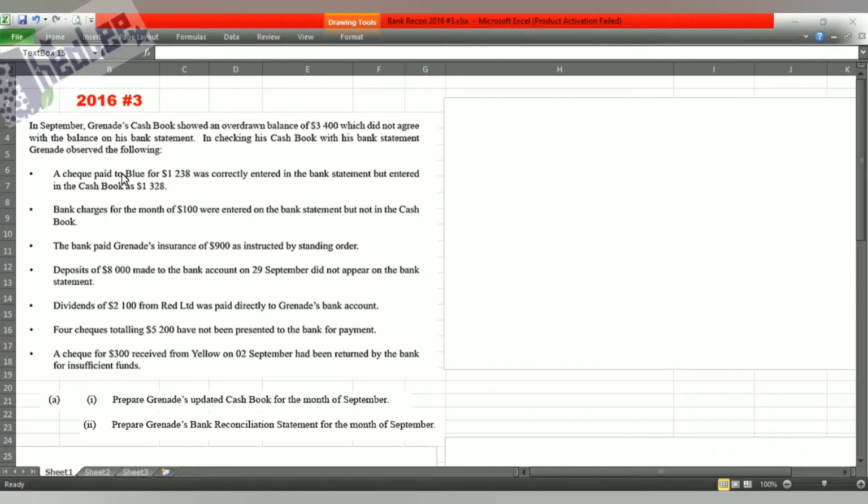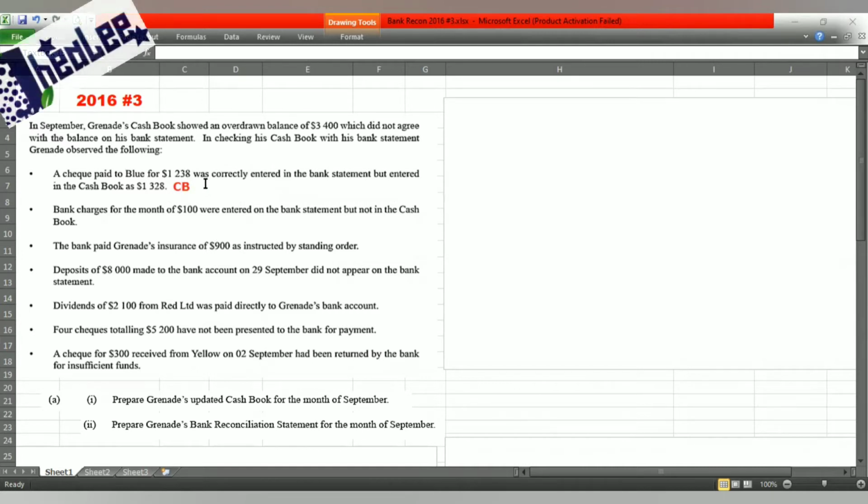A check paid to Blue for $1,238 was correctly entered in the bank statement, but entered in the cash book as $1,328. When you're working with a worded question, when it indicates that something is wrong with the cash book, it's either there's an error or the entry was not placed in the cash book. It means that you'll have to use this item in updating your cash book. So I'm going to make a note beside this that should be CB, reflecting the updated cash book.